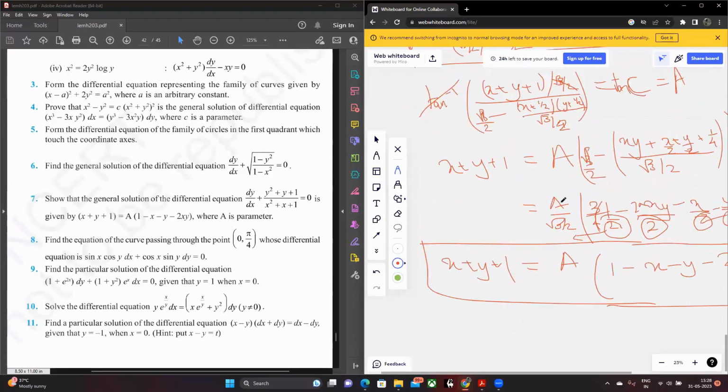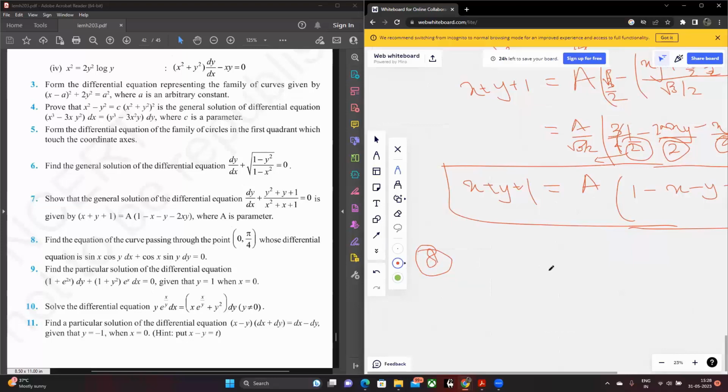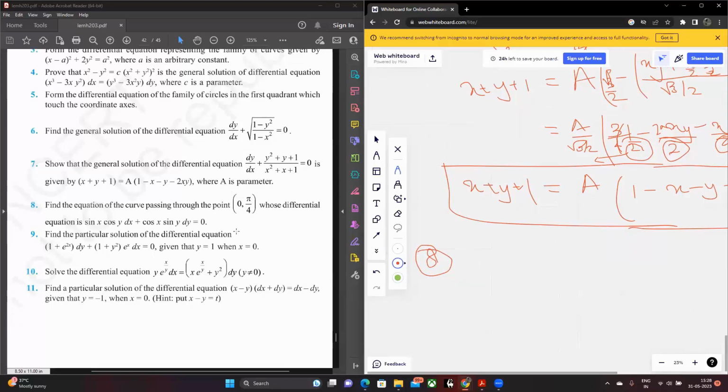Remember that an arbitrary constant divided by any constant term is again a constant and can be represented by the same letter because it does not make a difference. There is just a semantic difference, nothing else. Question number 8.